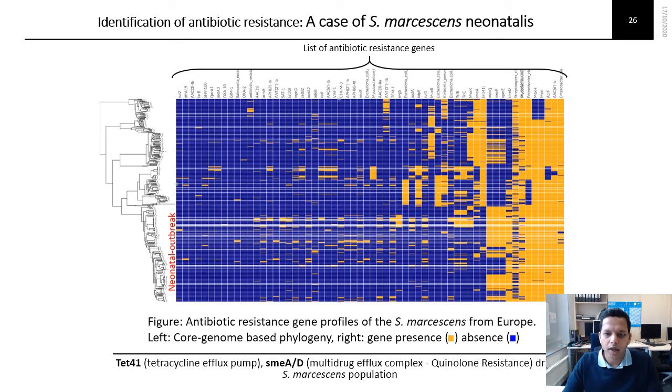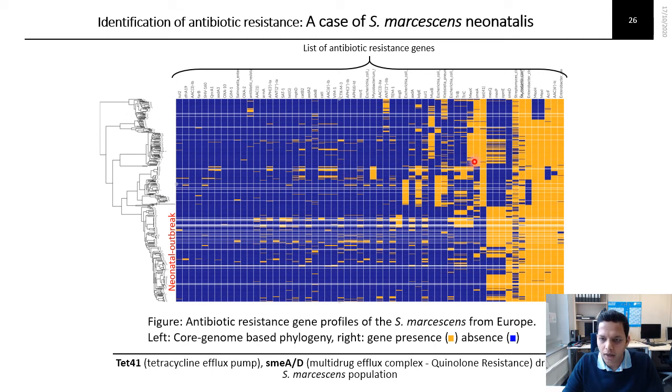Now, going back to the Serratia marcescens example, but here from the antibiotic resistance gene perspective, you can see the list of antibiotic resistance genes, either present or absent. You can see that in the majority of the isolates, many of the genes are present sporadically.